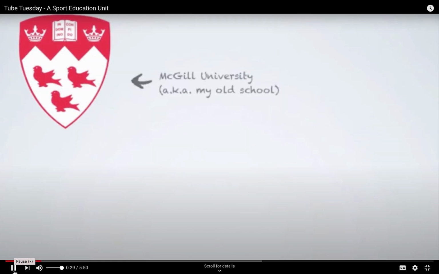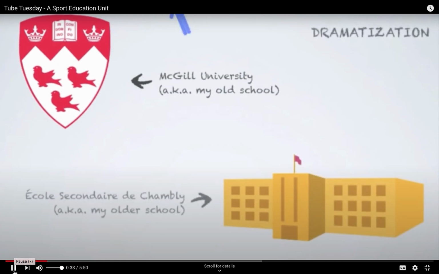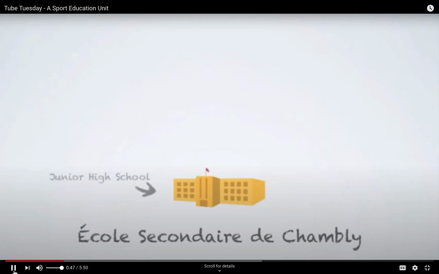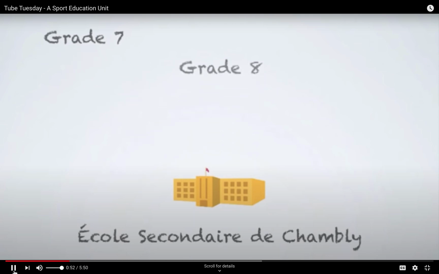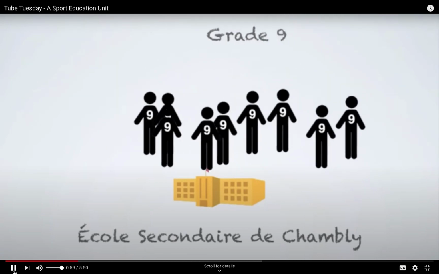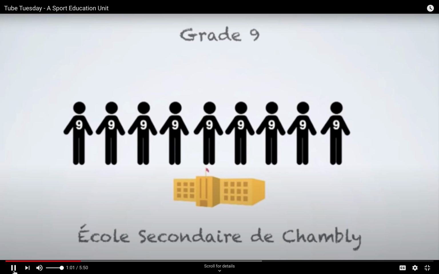Now, just to give you a bit of background as to why I went the sport education route, when I was at McGill in my last year, I had a final field placement to do, and I was lucky enough to get placed at l'École secondaire de Chambly, which is my old high school here in the city of Chambly in Quebec. Chambly is not what you'd call a full-out high school. Instead, it's a junior high school, which means it only offers grades 7, 8, and 9. When I was there, I never taught grade 7, but I did teach 2 grade 8 classes and 9 grade 9 classes.